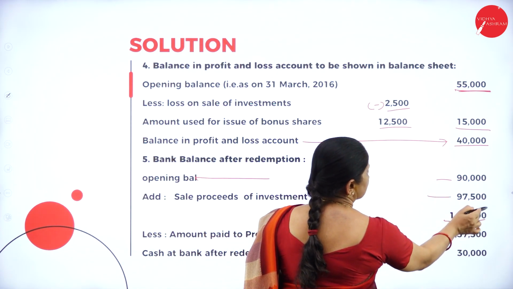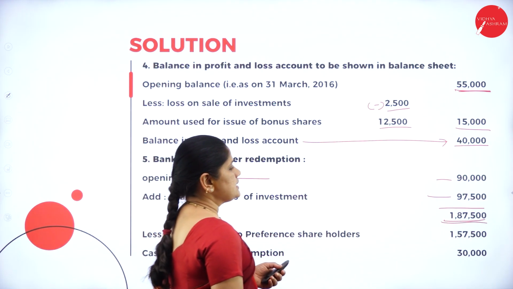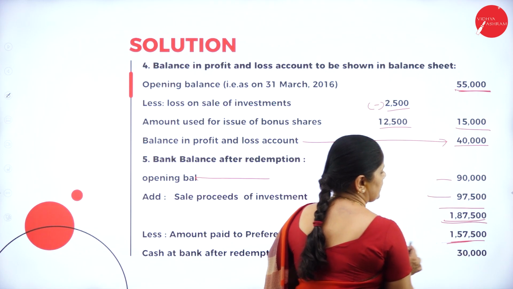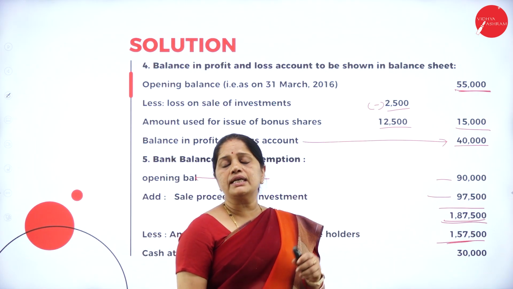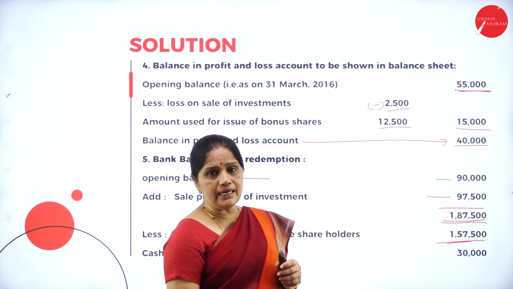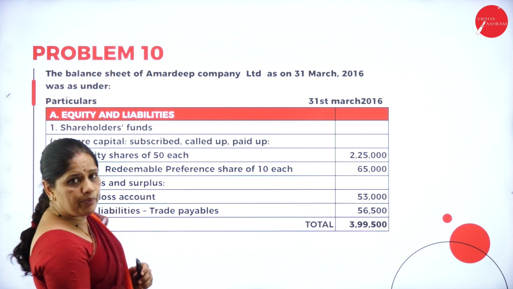So the total comes up to 1,87,500. Out of this, I have paid the preference shareholders 1,57,500. The rest of the 30,000 is shown in the balance sheet of the capital. So balance sheet. Now we have one more problem here.